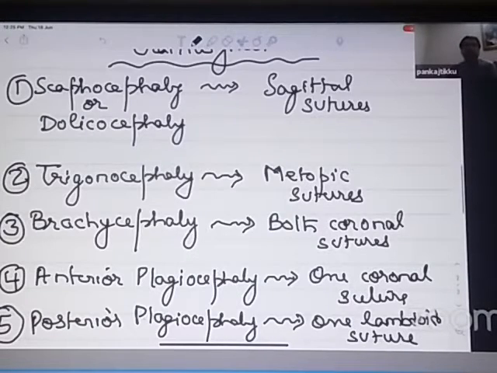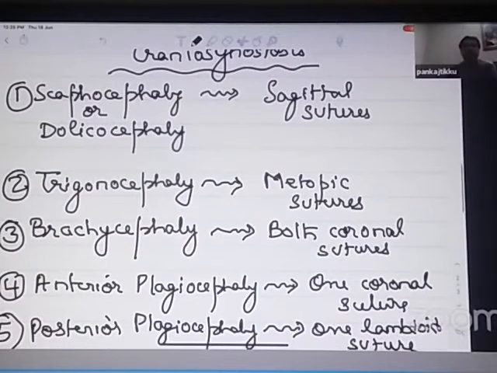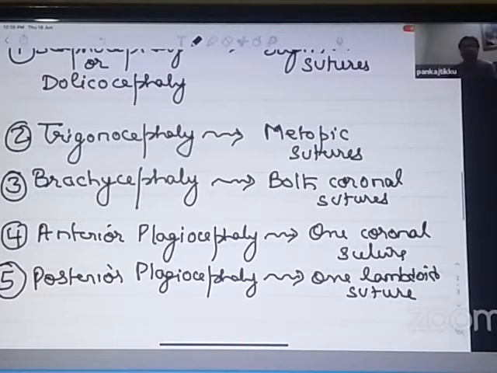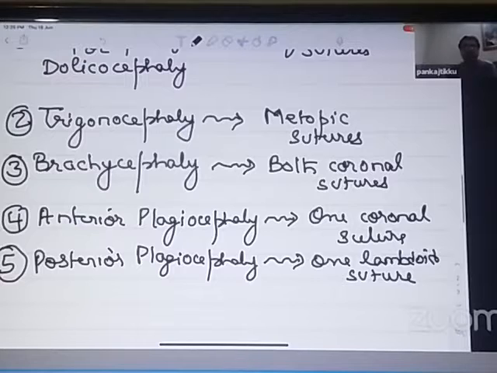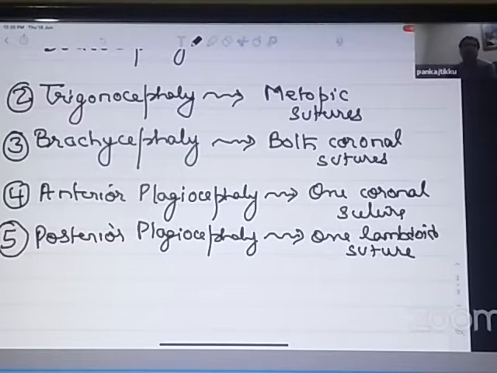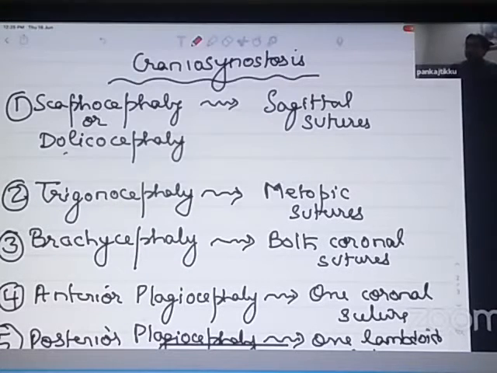Scaphocephaly, premature fusion of the sagittal sutures. Trigonocephaly, premature fusion of the metopic sutures. Brachycephaly, premature fusion of both the coronal sutures. Anterior plagiocephaly, premature fusion of one coronal suture. And posterior plagiocephaly, premature fusion of one lambdoid suture. Overall, the most common type of craniosynostosis that is seen in children is scaphocephaly. So which is the most common type overall? It is scaphocephaly.